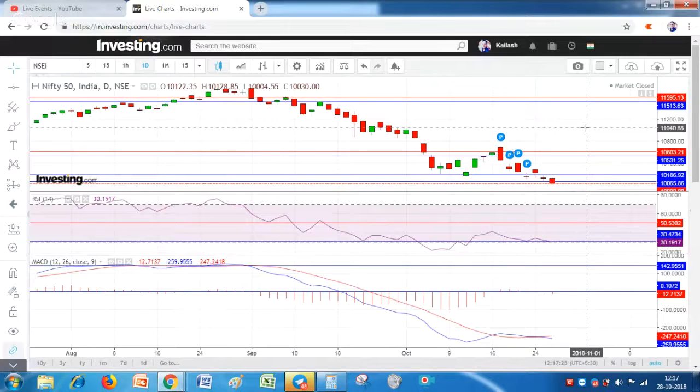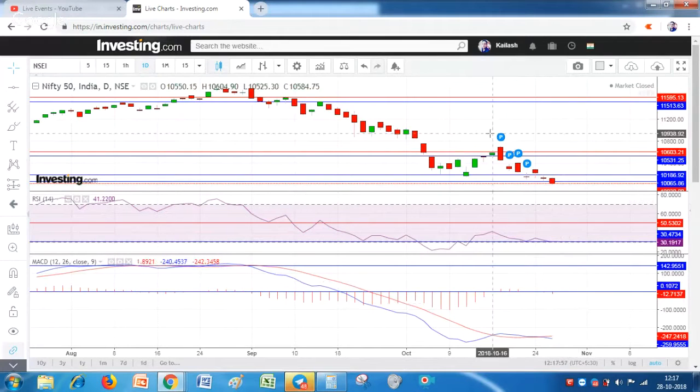If it could not reverse from the 10,000 level, it can fall down to 9,500 or so, at least 9,700 or so. If it does not sustain this 10,000 level, surely it will fall 300 points, maybe maximum 500 points or so, but it should sustain, friends. As per RSI, RSI is already at 30 level, so it's already at the oversold level.